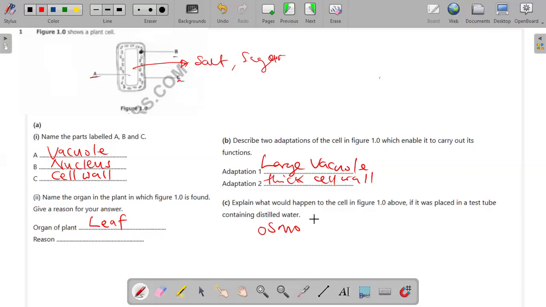So if it's placed in distilled water, osmosis is going to take place, causing this vacuole here to swell. So the vacuole is going to swell and it's going to become turgid. Now, because there's a presence of the cell wall, it will not burst. It will just stay turgid like that. So that is what would happen if this cell is placed in distilled water.